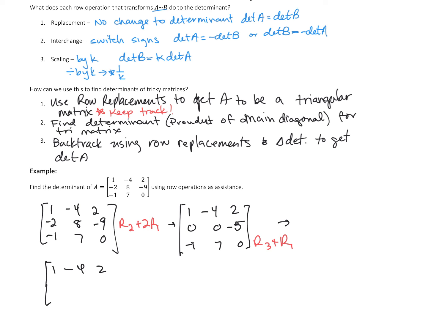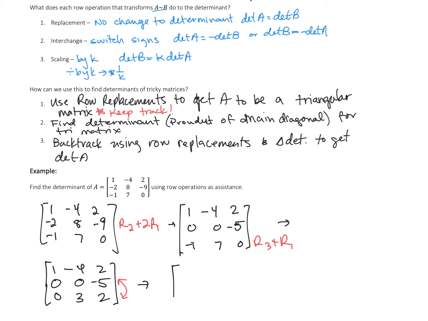If I do row 3 plus row 1, I get 0, oh, that one's a 0, 0, 5, -5. I get 0. 7 minus 4 is 3. 0 plus 2 is 2. All right. Now what I'm going to do is switch these two.